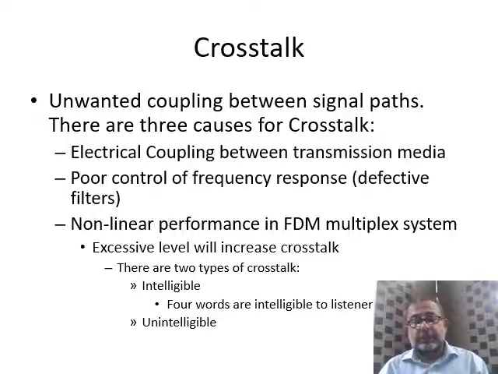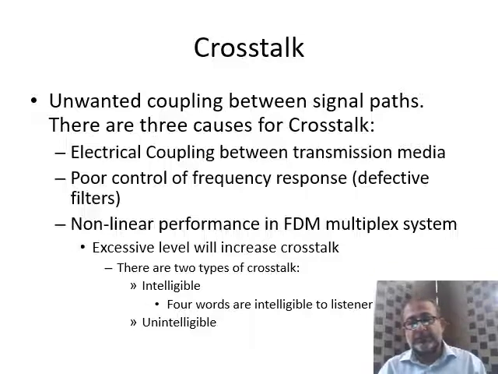The third impairment in our telecommunication systems regarding voice is the crosstalk. Crosstalk is basically the unwanted coupling between signal paths. There are three causes of crosstalk: electrical coupling between transmission media, poor control of frequency response of the effective filters, or the non-linear performance of the frequency division multiplex systems. The excessive level will increase crosstalk.